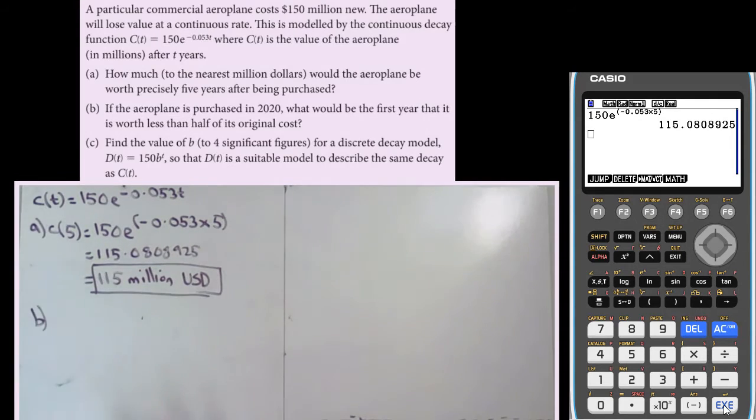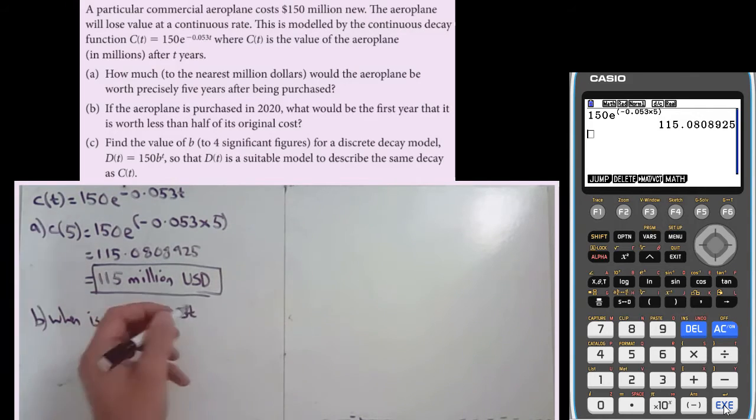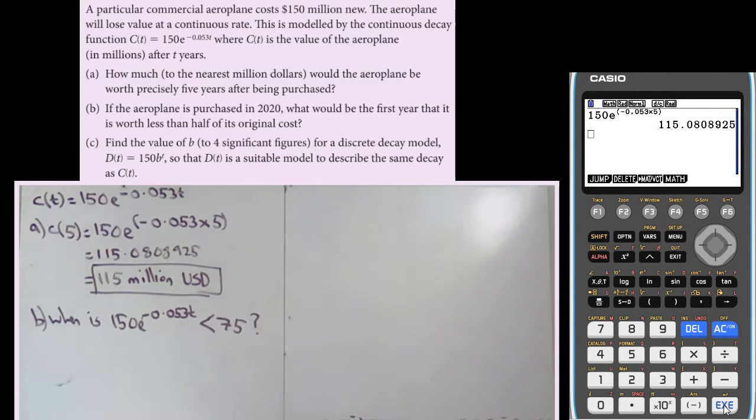Okay, part B. So if the aeroplane is purchased in 2020, what would be the first year that it's worth less than half its original cost? So basically we need to find out when 150 e to the minus 0.053 t is less than 75. There are different ways to do this. We'll use logs fairly soon, but right now the way I show it the most is to draw two graphs. So we're going to draw a graph of 150 e to the minus 0.053 t, and we're going to draw a graph of 75.